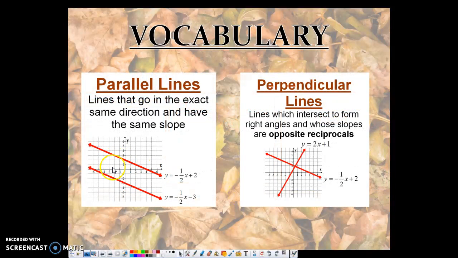Parallel lines always have the same slope. They never ever touch each other and have the same slope. Perpendicular lines have slopes that are opposite reciprocal. So this slope is 2 and this one is negative 1/2. 2 is technically 2 over 1, so the opposite reciprocal would be negative 1 over 2.